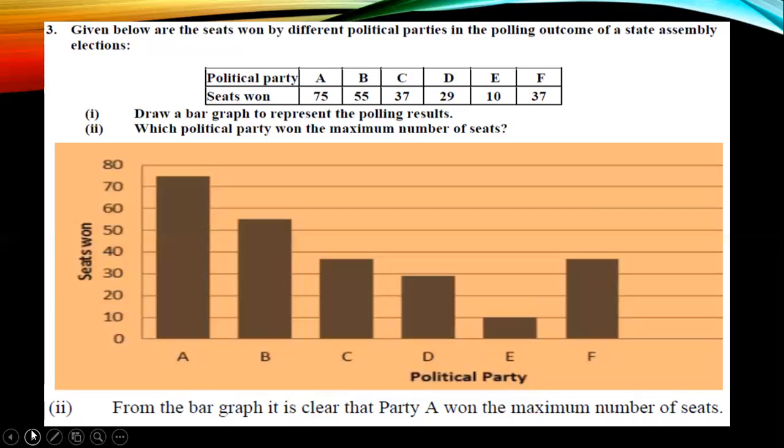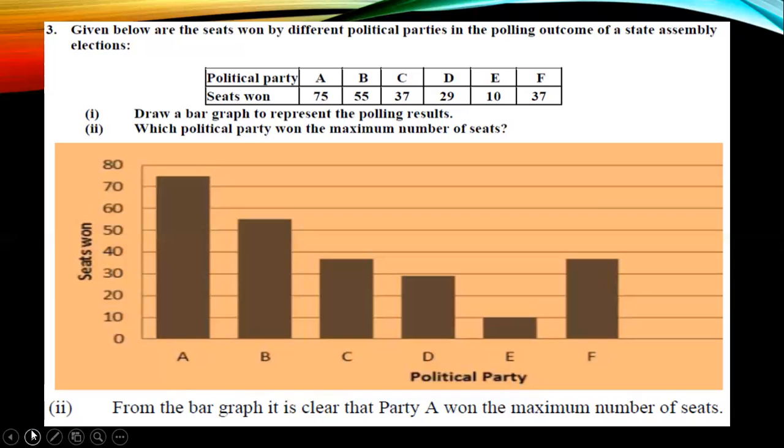So I will keep it very simple. I'll keep the height of my boxes as 10 units. So 0 to 10, 10 to 20, 30, 40, 50, 60, 70. Or should I go for 80? I'll go for 80 because the highest data is 75. So as you could see over here, my x-axis has the details of the political party. My y-axis has the data with respect to the seats won.